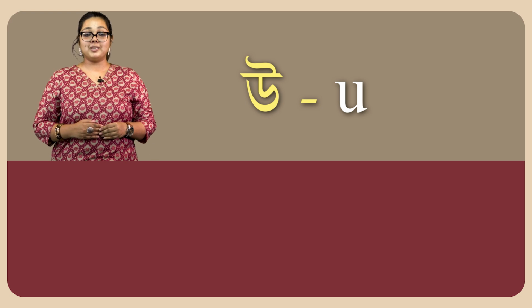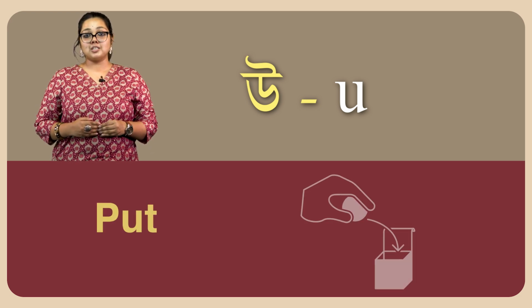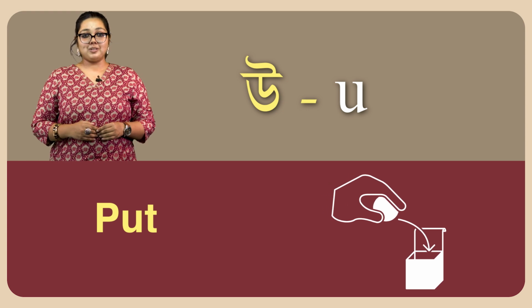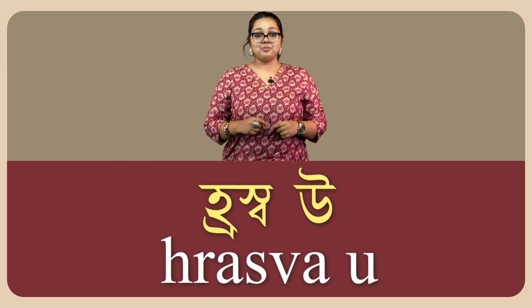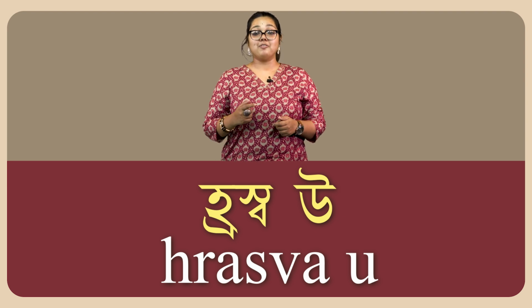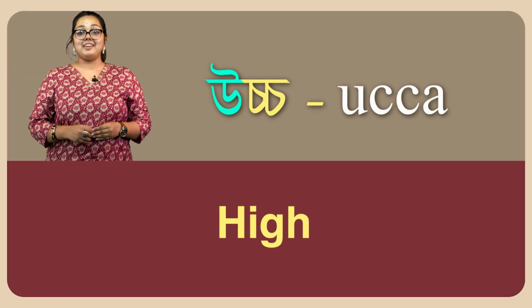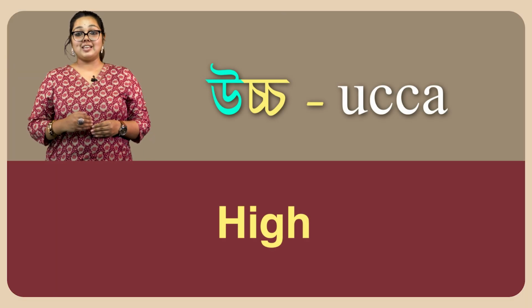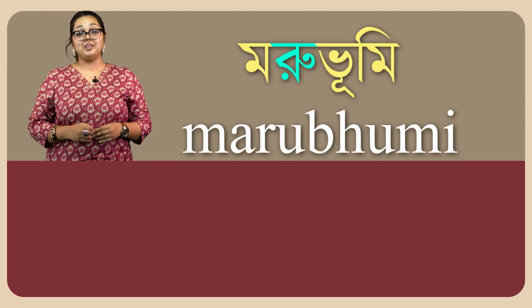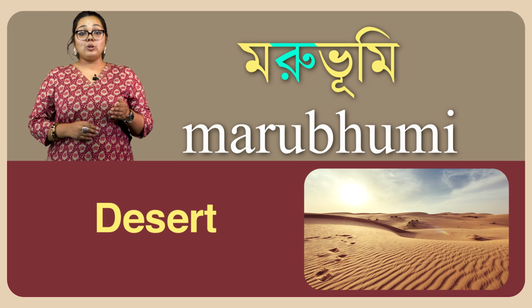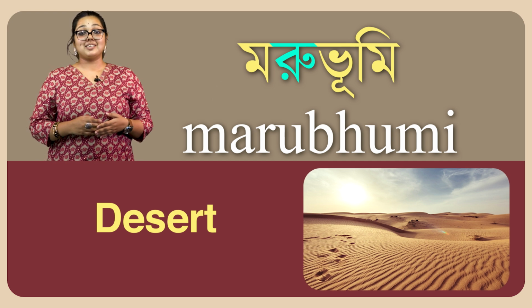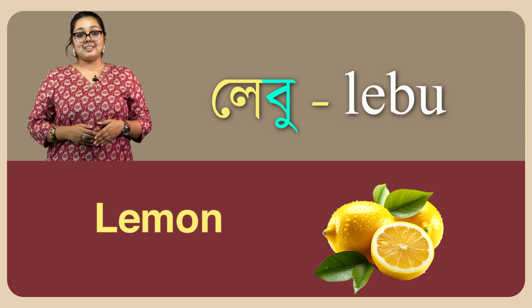The next letter is OO. The corresponding pronunciation of this alphabet is similar to the short OO in put in the English sound system. It is a short vowel. The letter is called Rosho. There is a bar, which is the matra, above the letter. This letter can occur word initially, such as Uchcho, meaning high. It can appear in the word medial position as a diacritic mark, such as Morubhumi, meaning the desert, and also in the word final position as a diacritic mark, such as Lebu, meaning lemon. The corresponding diacritic mark, known as Ukar, is added to the consonant form below.